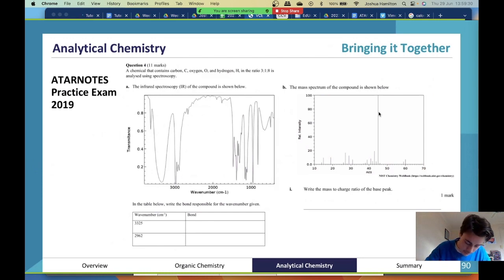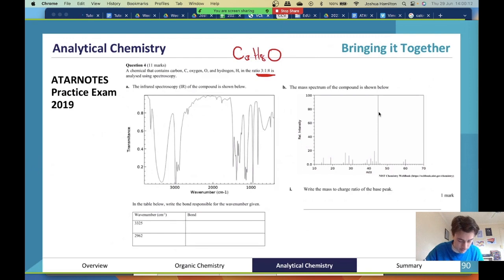So it says a chemical that contains carbon, oxygen, hydrogen. So it's got 3 carbons to 8 hydrogens to 1 oxygen, and that's just the ratio. So I could have 6, 16, and 2, or I could have 12, 24, and 3. Not 12, sorry, it'd be 9. I don't know why I said 12, it should be 9. That's just the ratio there, but that's what we've been told. That's the molecular formula ratio.